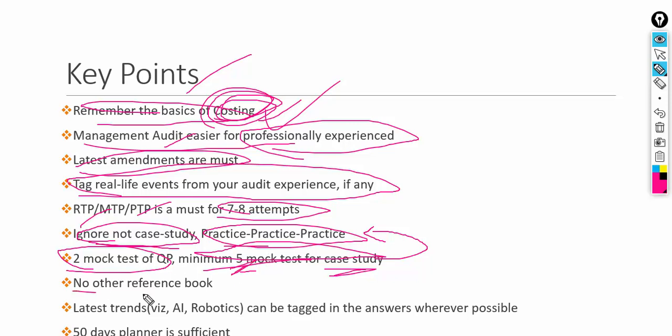Yeah, so no other reference book is required. If you feel some points are not clear in the textbook, that is the study material, you can try to refer to one reference book, but as per my experience, guys, I don't think you need any other reference book.